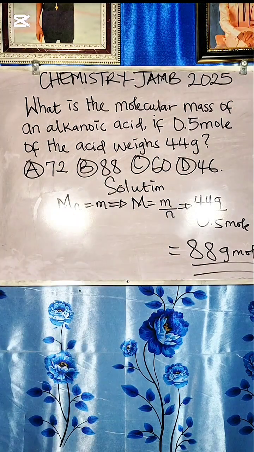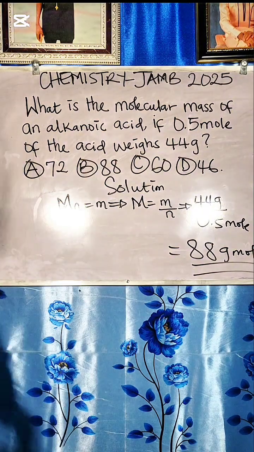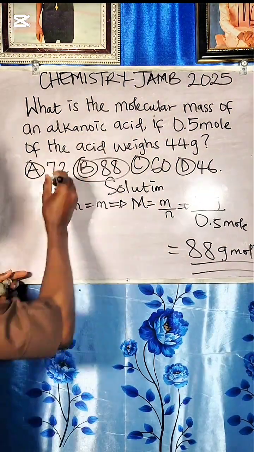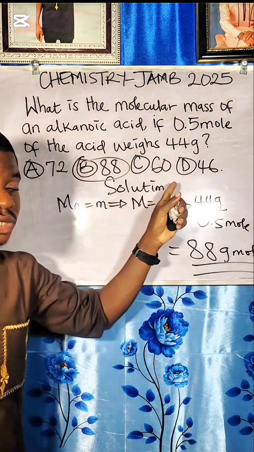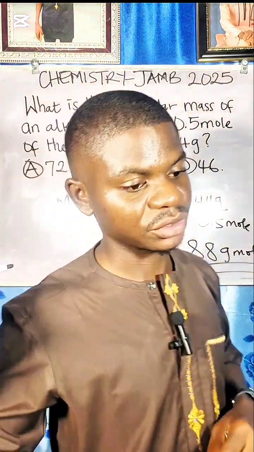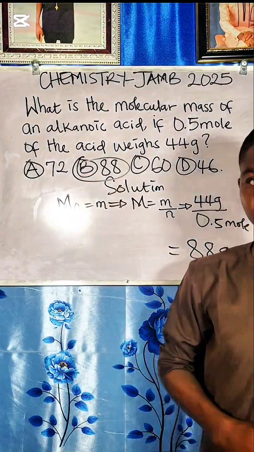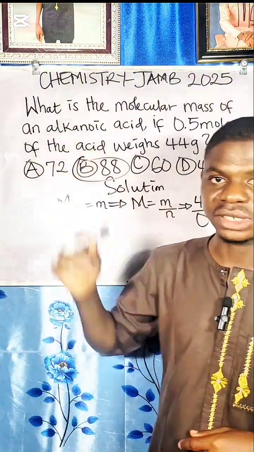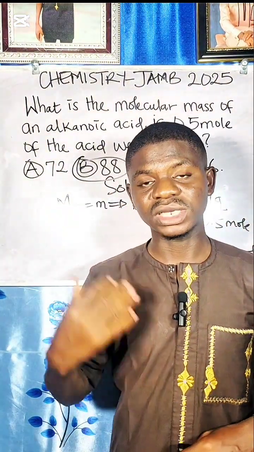So let's check the possible options. We have A, which says 72, wrong. B, which says 88, and this is the correct option. And of course C, 60, wrong, and D, 46, wrong. So the correct option is option B, which says 88. That is our final answer. This question is coming from JAMB 2025.